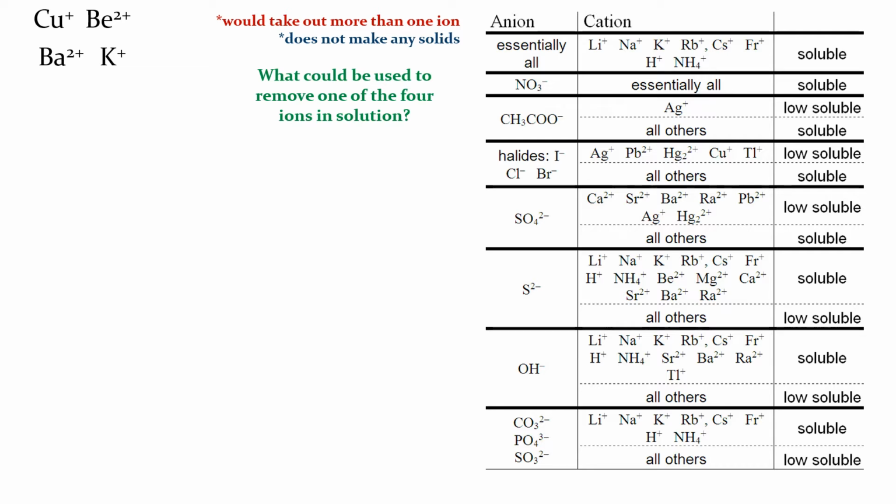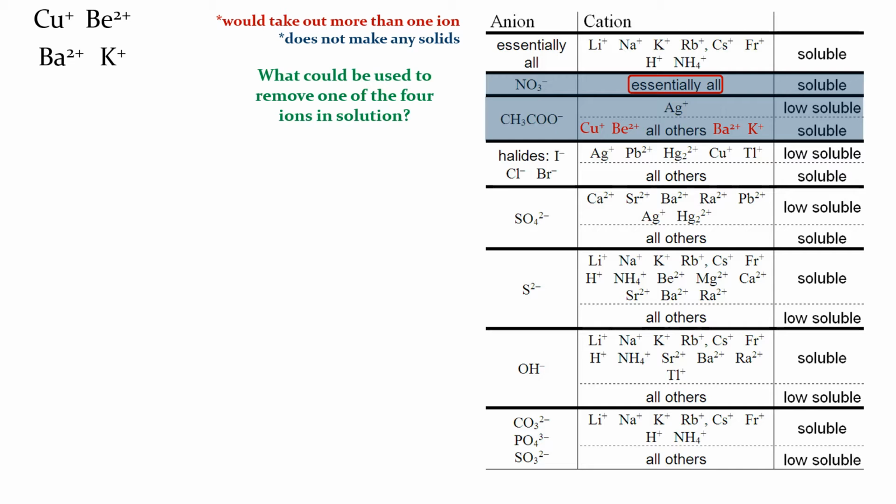So if we look at nitrate first, it says that essentially all cations mixed with nitrate is soluble. So we'll mark that in blue because it would not form a solid with any of the four cations that we have. Now let's look at acetate. Well, copper 1 is in the all others category. Beryllium is in the all others category. So is barium ion and potassium ion. The only thing that acetate makes a solid with is silver. So since acetate does not make a solid with any of the cations that we presently have, we will also mark that in blue.